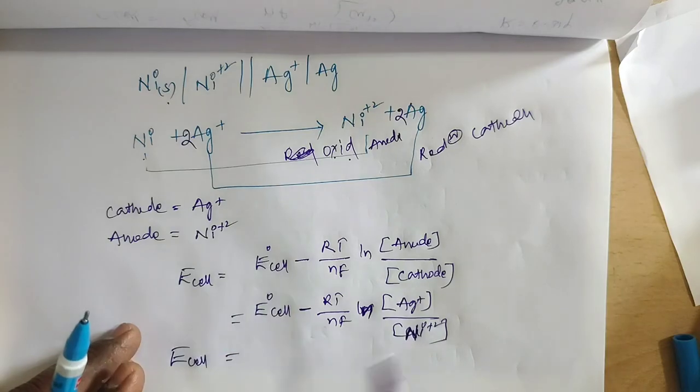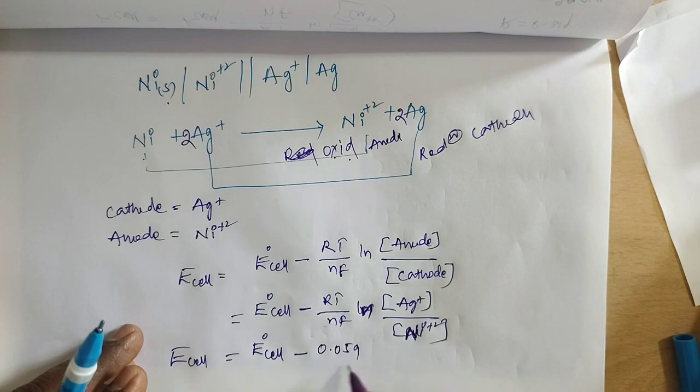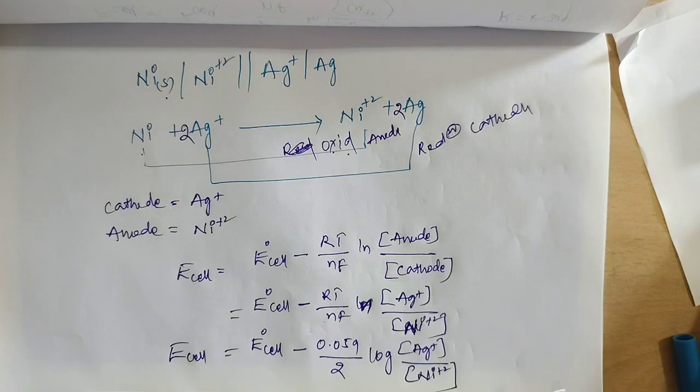Okay, how many electrons are utilized? 2 electrons. So you take E naught cell minus 0.059 by 2 log of Ag plus concentration by nickel plus 2 concentration. Okay, so we calculate the E cell of the galvanic cell easily by taking the concentration of this electrode and the concentration of this electrode. In the next equation, the electrode potential is going to be calculated at any concentration of the electrodes, with respect to the standard hydrogen electrode.